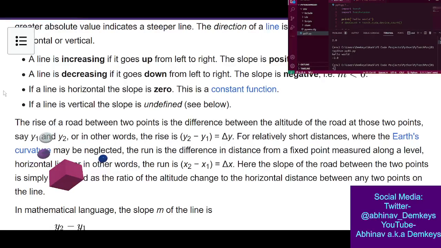Okay, so getting back to this. I found out how I can find if a line is increasing or decreasing. And if a line is horizontal, the slope is 0, so it's a constant. And if the line is vertical, then it's undefined. That makes sense because we would be dividing by 0.